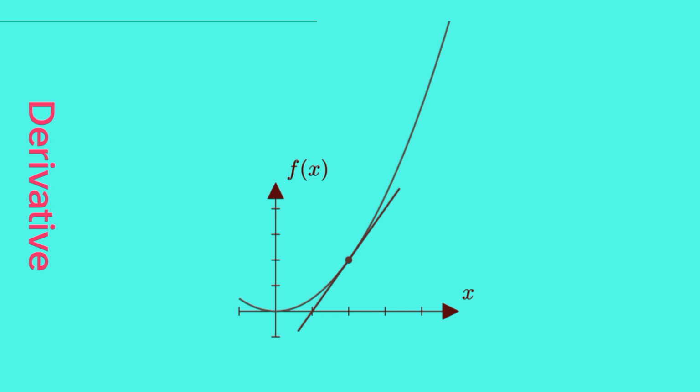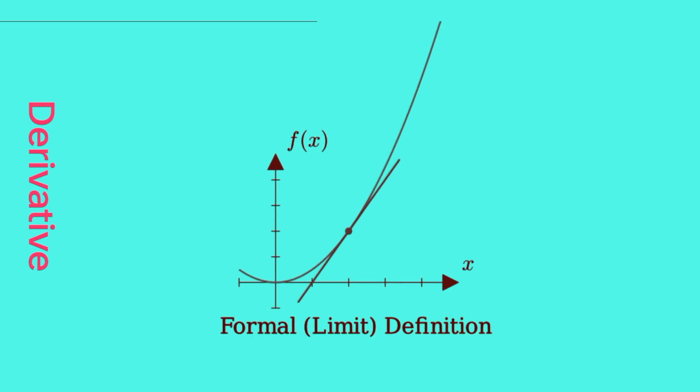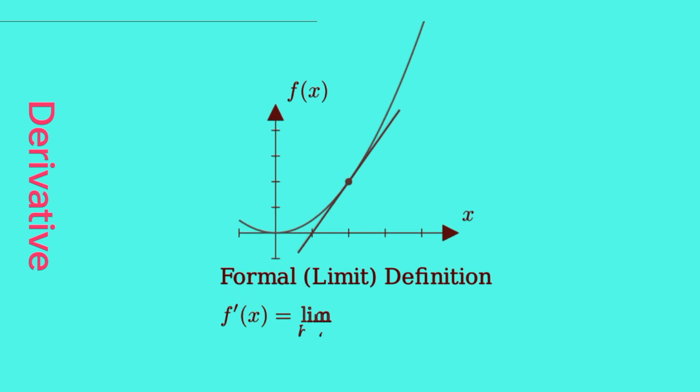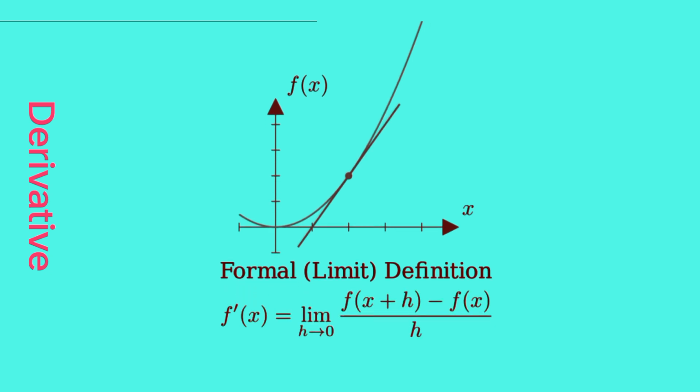Now, let's look at the formal definition of a derivative. For a function f of x, the derivative at a point x is defined as the limit of the difference quotient as h approaches 0. Specifically, f prime of x equals the limit as h approaches 0 of the quantity f of x plus h minus f of x, all divided by h.